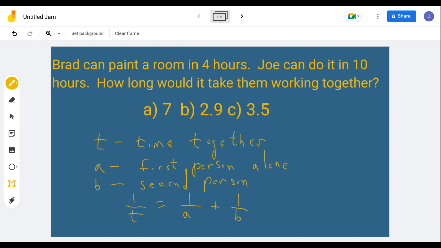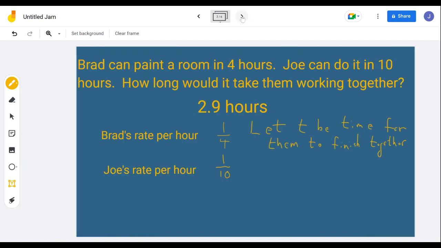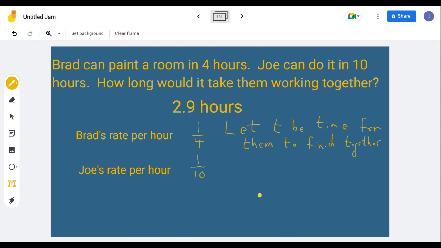I'll show you as we go further along exactly how we got that. If you were to guess the answer, I have it on the next slide. It's roughly 2.9. You can memorize the formula, or you can use some common sense to get it.